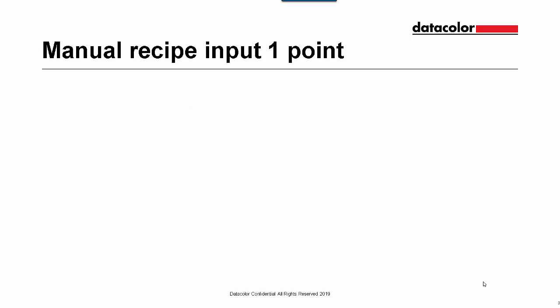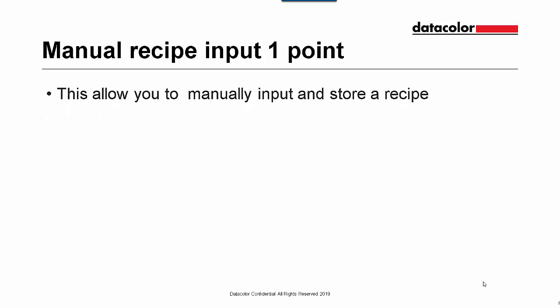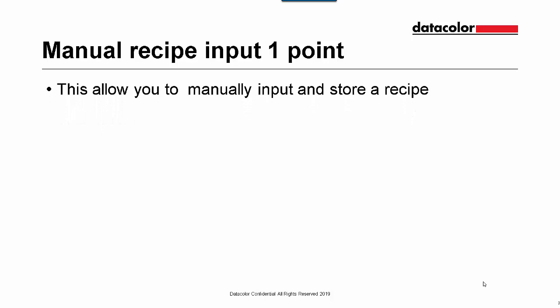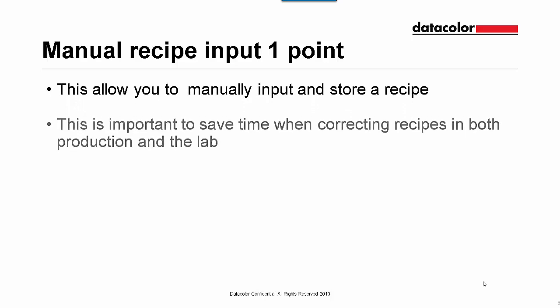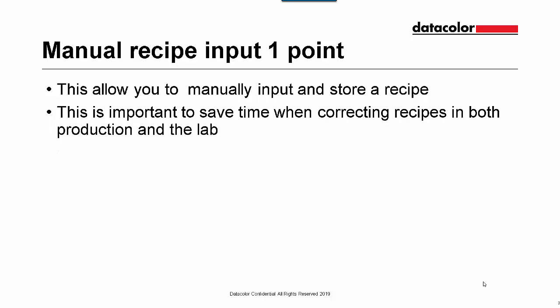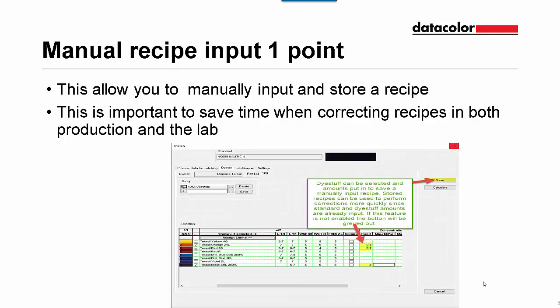Manual recipe input is worth 1 feature point. This allows you to manually input and store a recipe. This is important to save time when correcting recipes in both production and the lab. Dyestuff can be selected and amounts put in to save a manually input recipe. Stored recipes can be used to perform corrections more quickly since standard and dyestuff amounts are already input. This feature is not enabled if the Save button is grayed out.